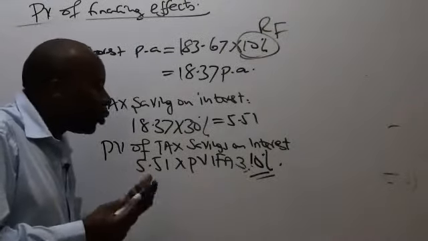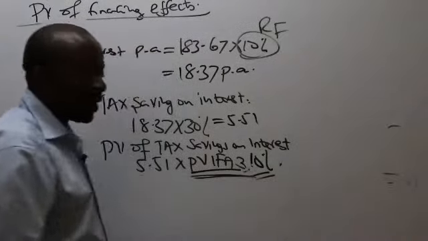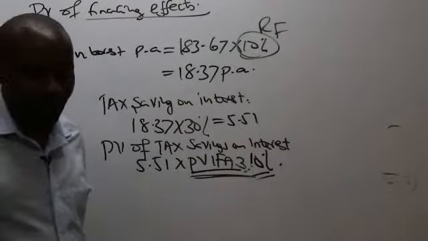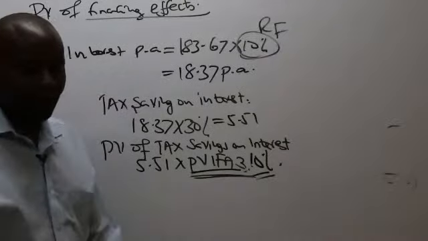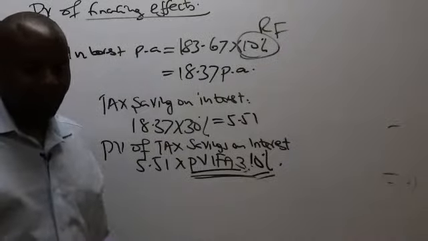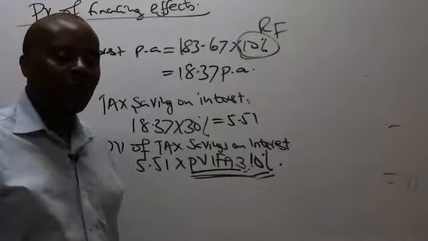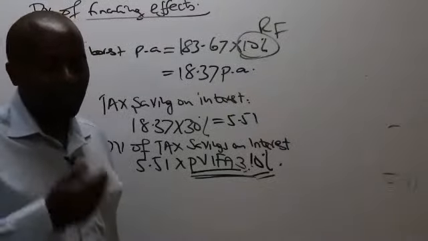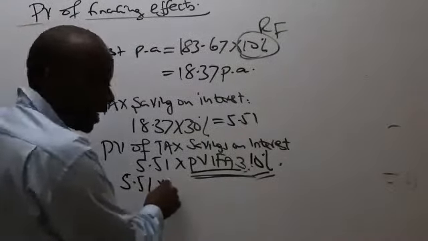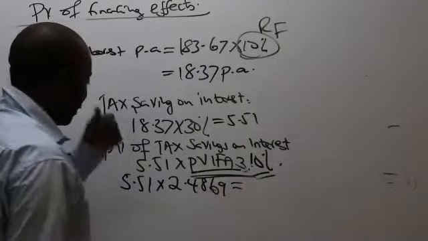Now, is there anybody who does not know how to read the PV? Please read for me. PV 3 years, 10%. Remember, the loan has to cover the entire project life, which is 3 years. So then this will be 5.51 times 2.4869. Please give me this figure.